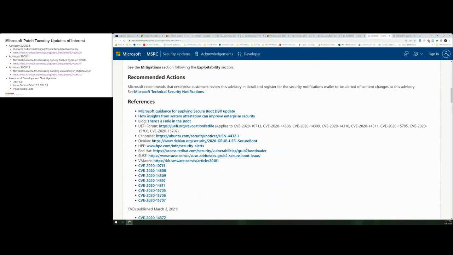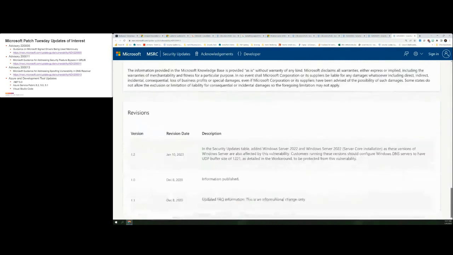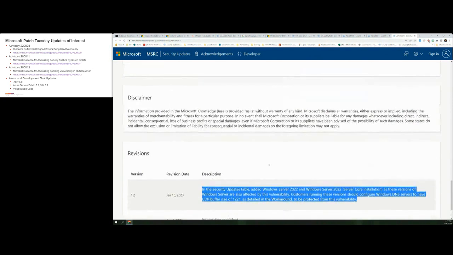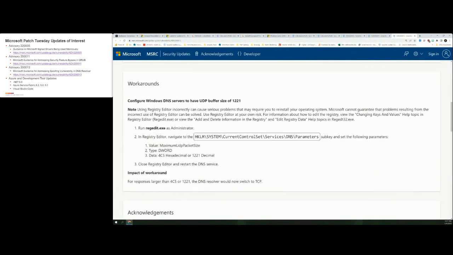The last advisory that got some updating here was the Microsoft guidance for address spoofing vulnerability in DNS Resolver. And this one, Microsoft updated to say that this is also an issue for Windows Server 2022 and 2022 Server Core. So the same actions that needed to be taken on previous versions, you also need to take there. There are some regedit configuration changes that you need to make sure you update on 2022 as well.